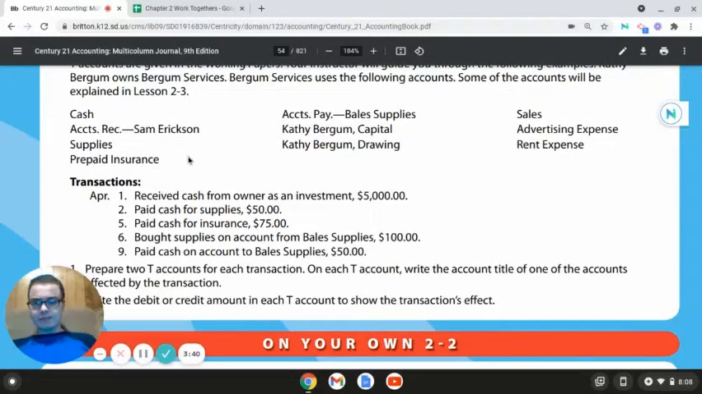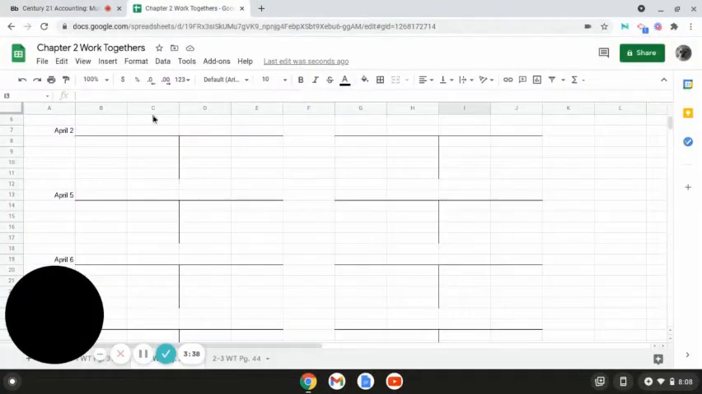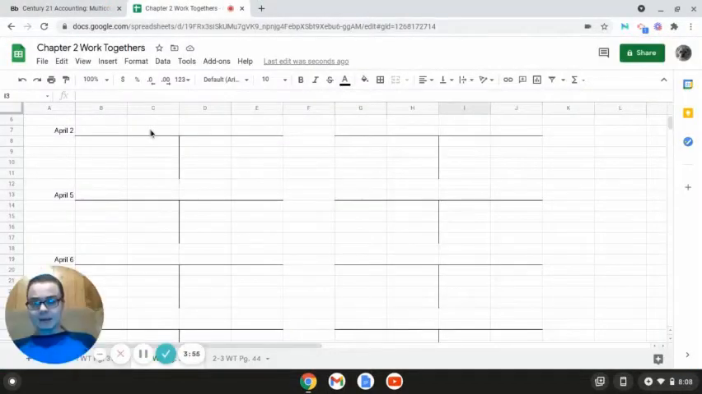The next transaction reads, on April 2nd, paid cash for supplies, $50. Okay, so again, the first thing that we have to do is figure out what accounts are being affected here. So when we pay cash for supplies, the two accounts that are being affected here are cash and also supplies.